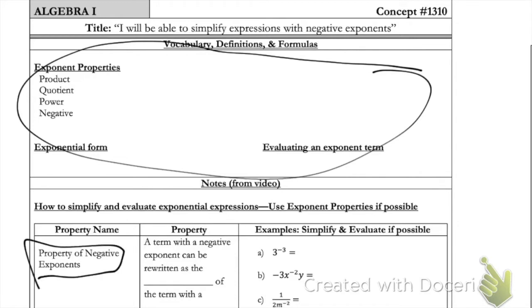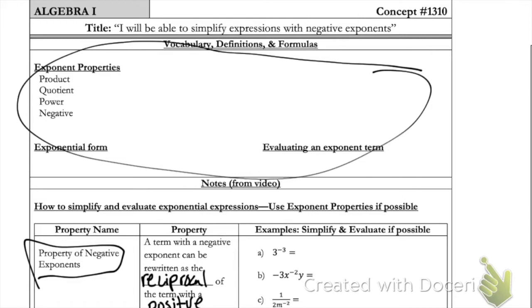Okay, so the property says a term with a negative exponent can be written as a reciprocal. So go ahead and write this down. Reciprocal of the term with a positive exponent, and we'll get to some examples of what this means here in a second.